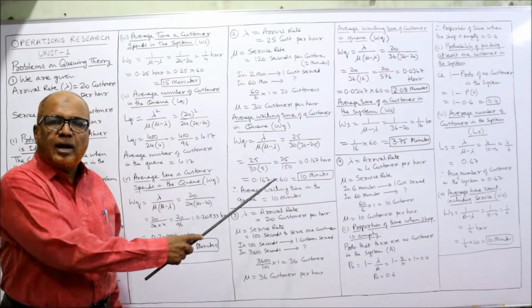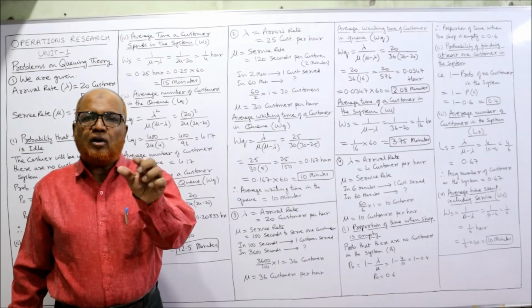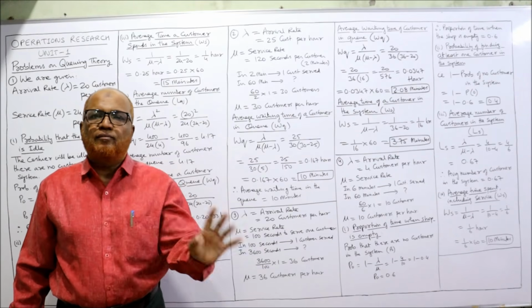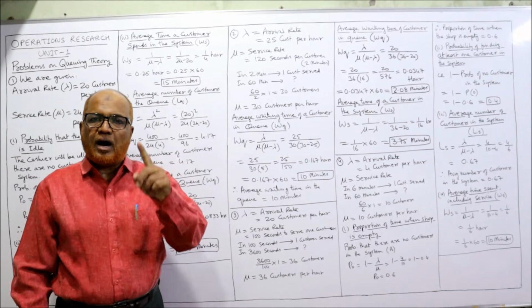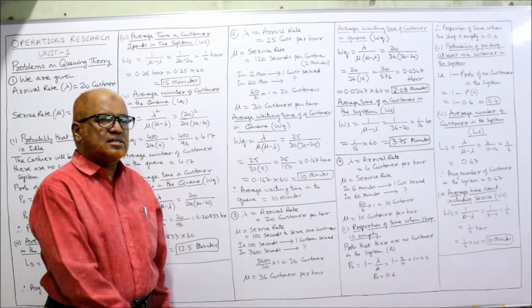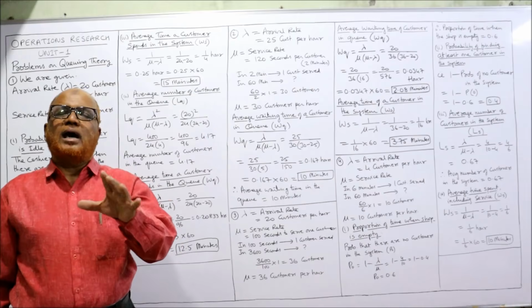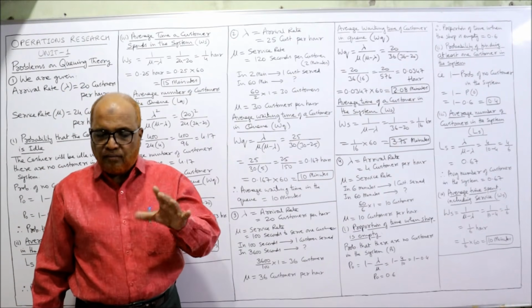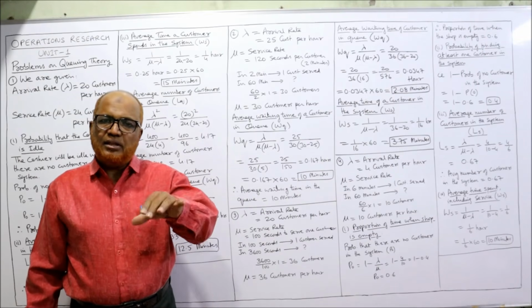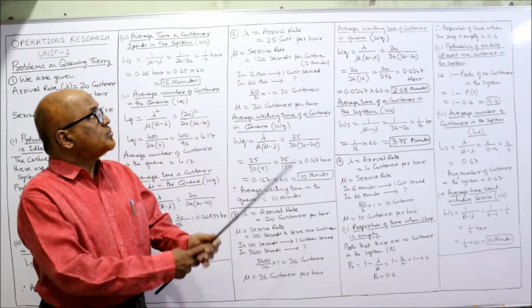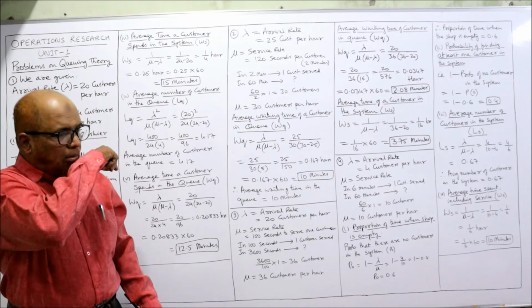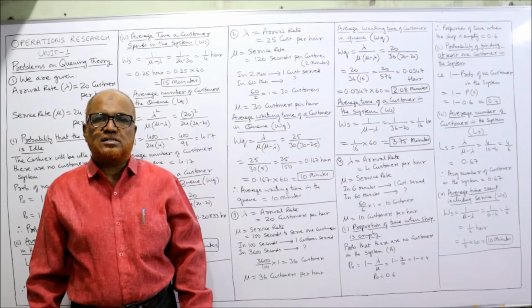So we got the service rate. Always we need per hour. For a unit of time, we need the arrival rate, and the same unit of time, we need the service rate. So per hour arrival rate 20, per hour service rate 36. Now it is asking you to calculate the average time in the system and average time in the queue. First we calculate what is the average waiting time of the customer in the queue.